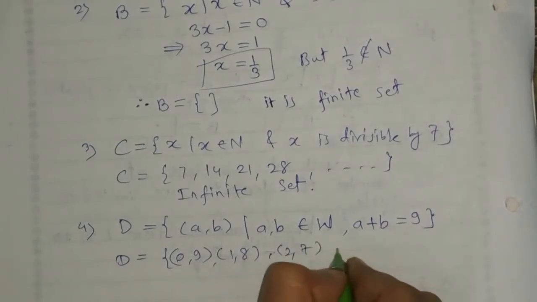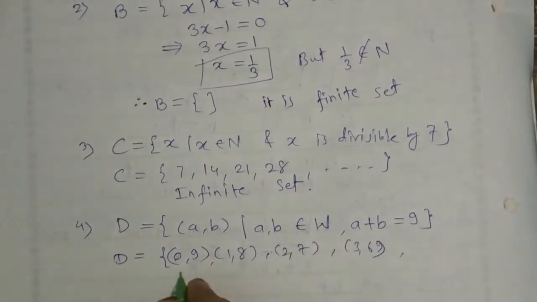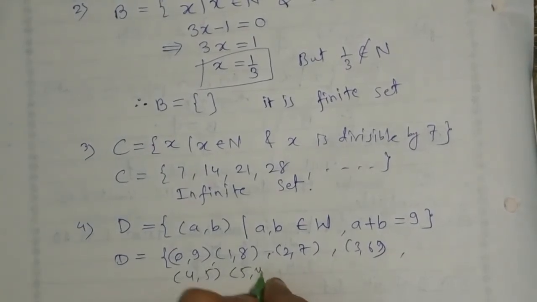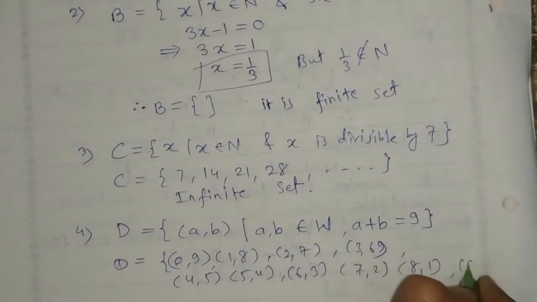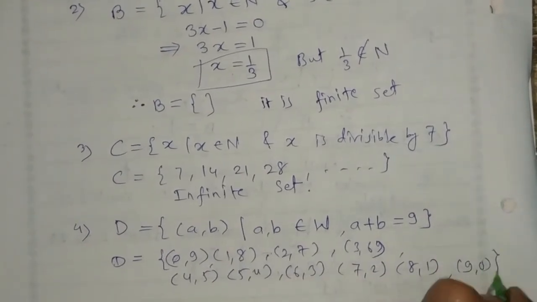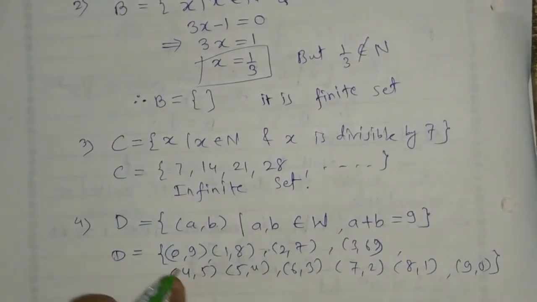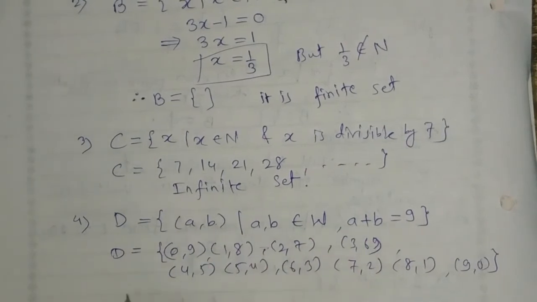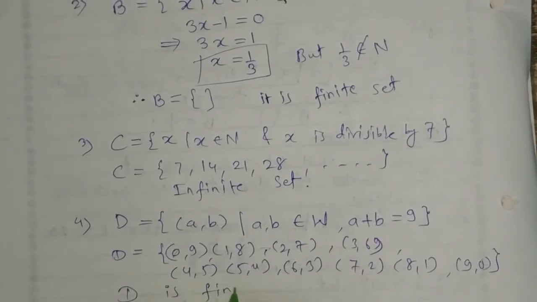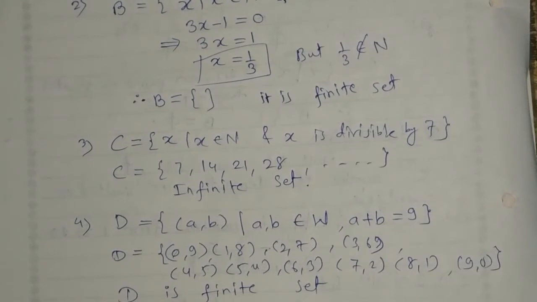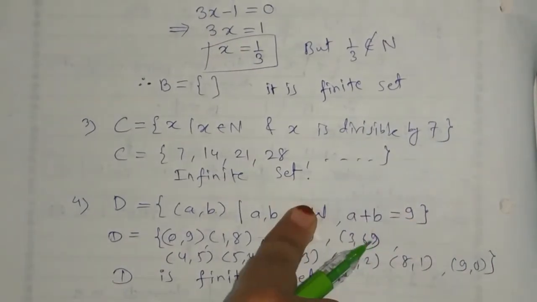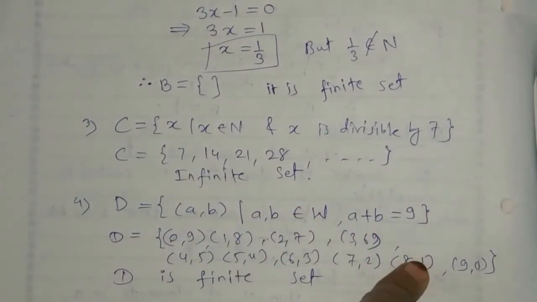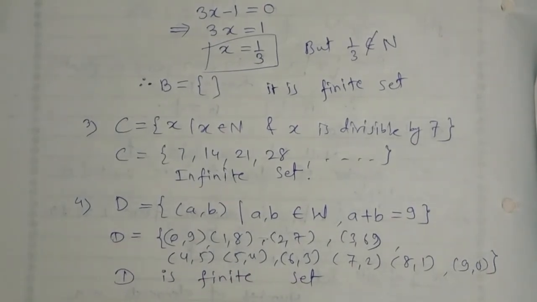Then we have (2, 7), then (3, 6), then (4, 5), (5, 4), (6, 3), (7, 2), (8, 1) and (9, 0). So these are all the possible pairs, which are finite and can be counted. So you can say D is a finite set. Dear students, these pairs all give the sum 9 and they belong to the whole numbers and they are countable. So these pairs are finite and can be counted, therefore it is called a finite set.